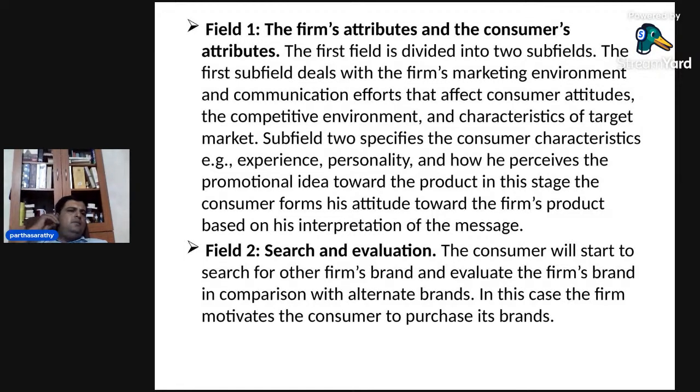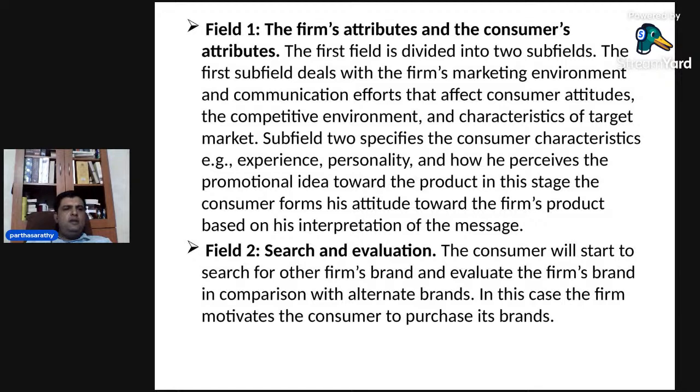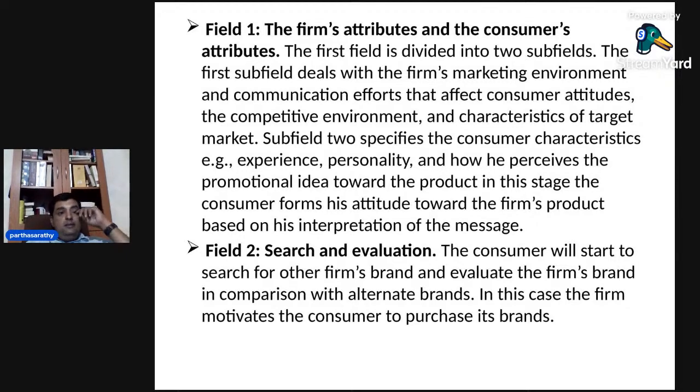So this brand plays a very important role. When a new brand is launching a particular product, the customer will always make a comparison with an established brand. So what they are claiming, say for example, boAt company, Skullcandy, boAt, and all these things, and we have some other companies. They try to make a comparison between all these products in comparison with the alternate brand. In this case, the firm motivates the customer to purchase its brand.